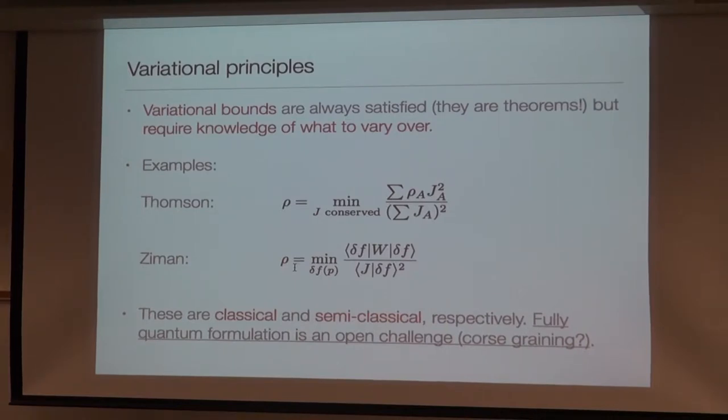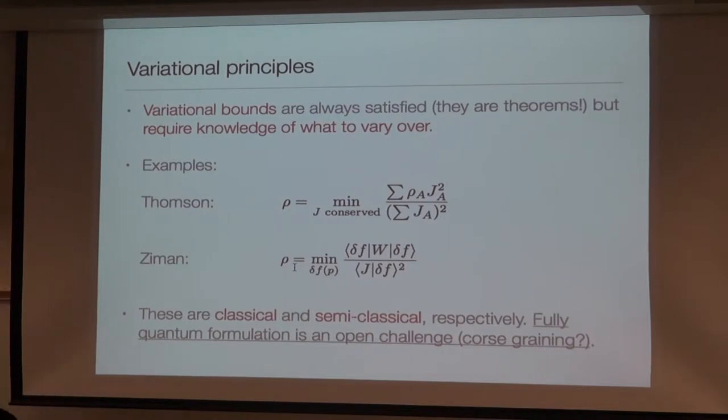In Zeeman's version for the Boltzmann equation, you vary over all f of p's, all semi-classical configurations of electrons. Both of those are coarse grainings of the system. If you want a variational principle for entropy production, the things you vary over should be coarse-grained. They shouldn't be the exact microscopic description, otherwise there won't be any entropy production. So classically, or semi-classically, you know what to vary over.